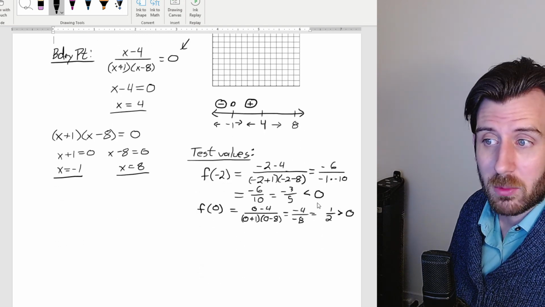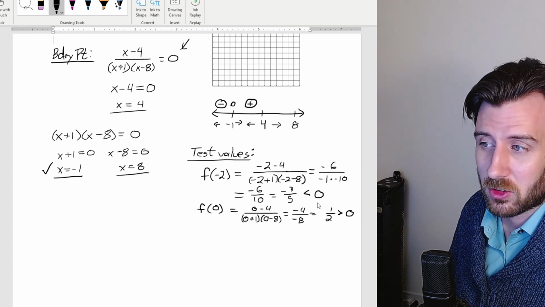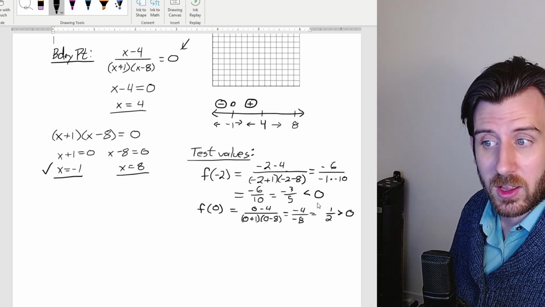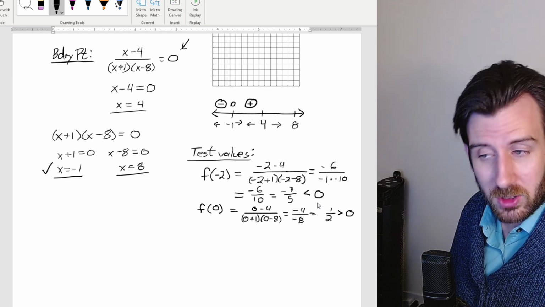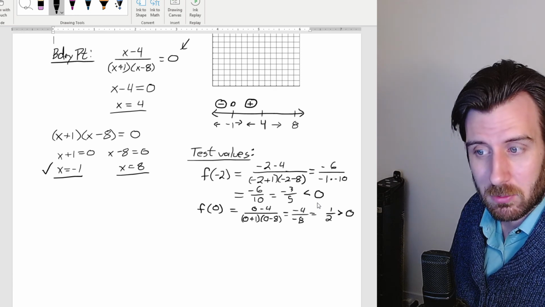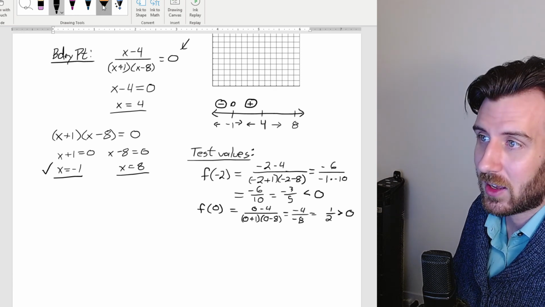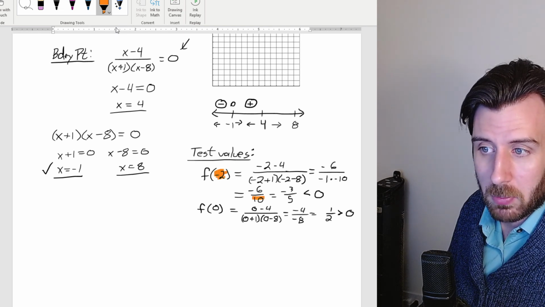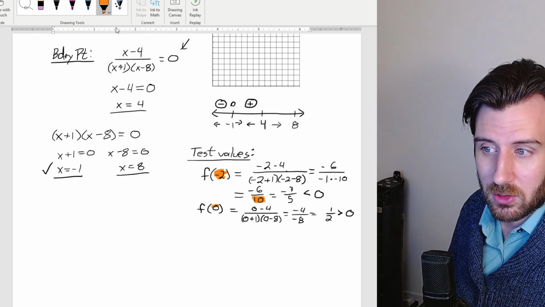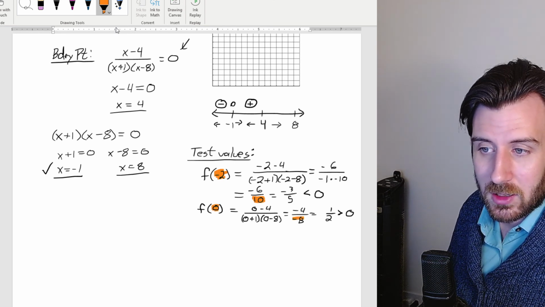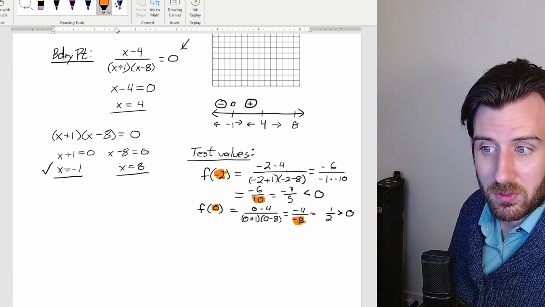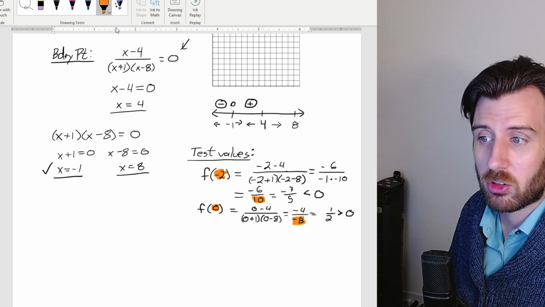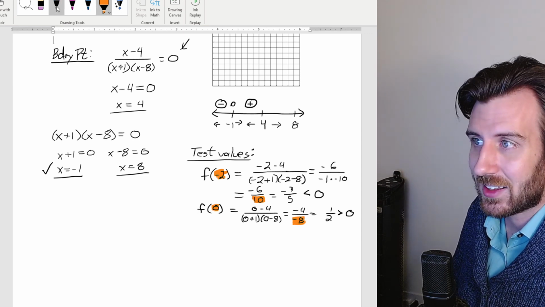And notice, that was one of the points we were curious whether we even wanted to consider: what happens with the denominator. It turns out the denominator switching signs was actually quite important for us, so we wanted to include that value. In fact, we can see that sign change. When I plugged in negative 2, my denominator was a positive 10, but when I plugged in 0, it made the denominator a negative 8. So if the denominator switches from positive to negative, that's an important point to pay attention to for the sign of my answer.